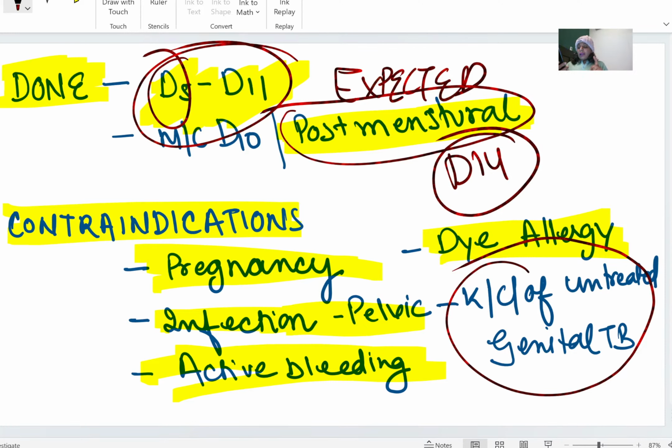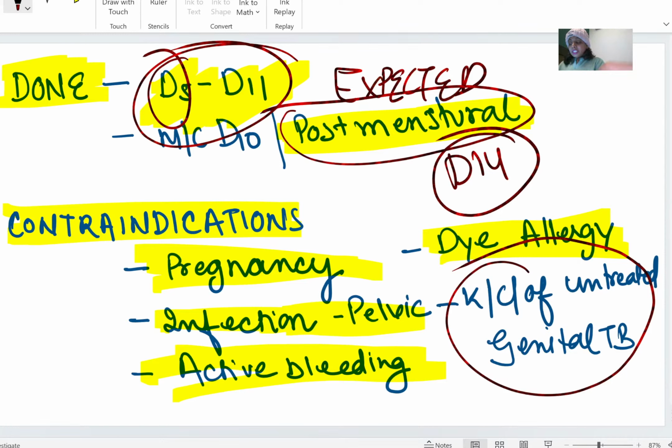Contraindications. Physiological spasm, if it is present, will be present on both sides. The contraindications of HSG are pregnancy, PID, active bleeding, dye allergy, and untreated genital TB, not treated genital TB.